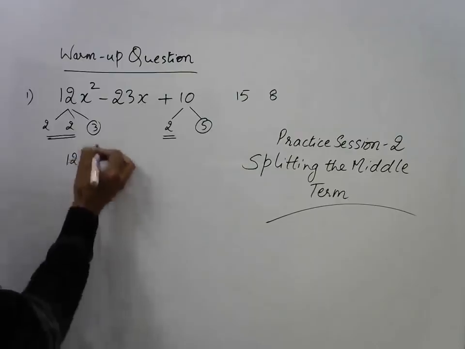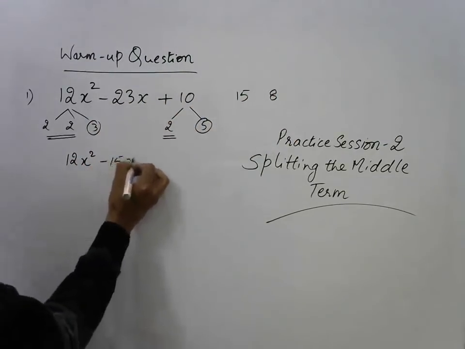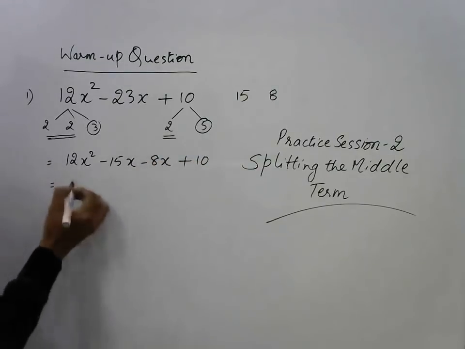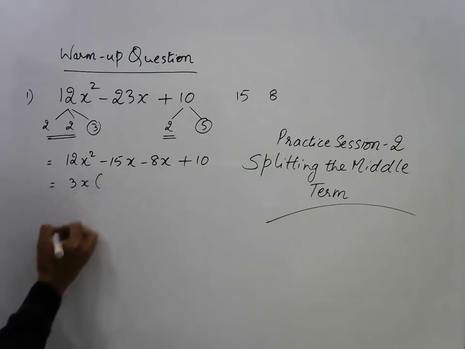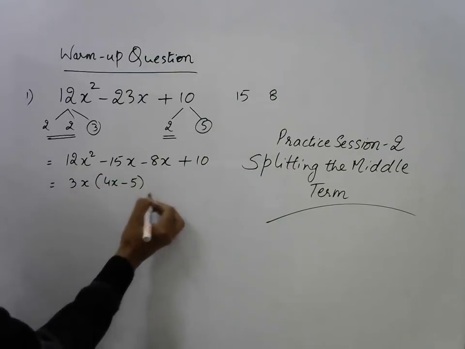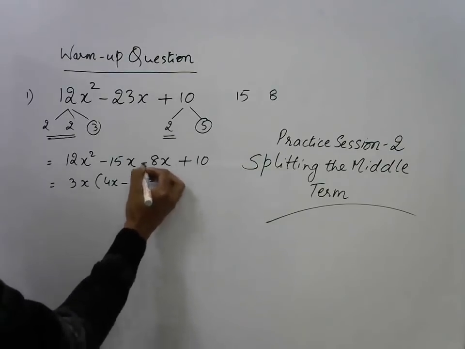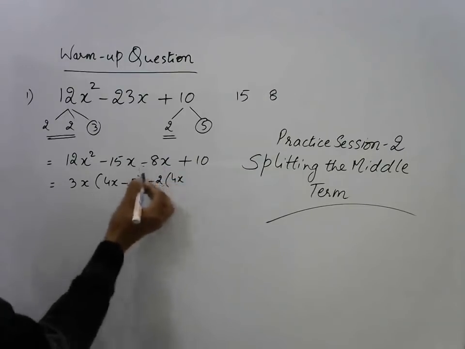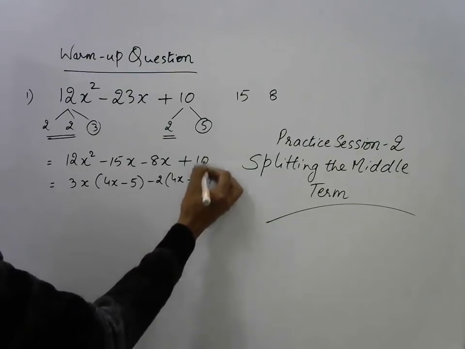12x square and minus 23 to be broken into minus 15 and minus 8. And further we have plus 10 here. Now very easy after this. For 12 and 15 the HCF is 3, and for x square and x the HCF is x. So we have 3x(4x minus 5), and in the next two terms you find that 2 is the HCF. So the minus sign is there, so we take the minus sign common and 2 is the HCF. So here we have 4x, and since we have taken minus common, this sign will be changed to negative. So divide by 2, 10 divided by 2 is 5.